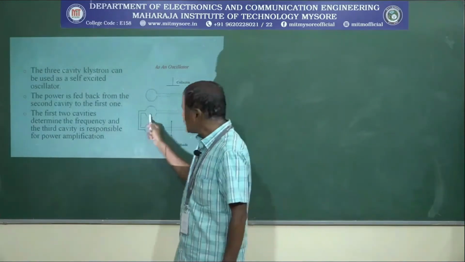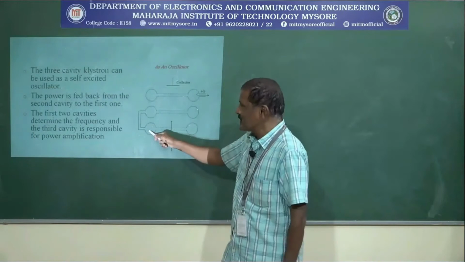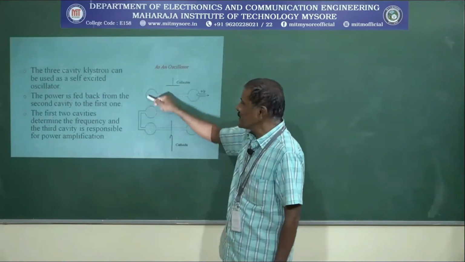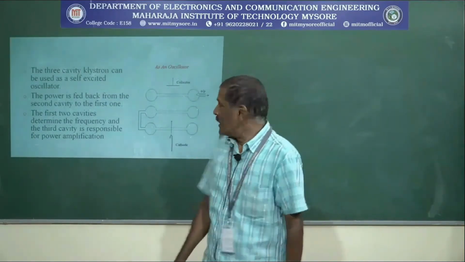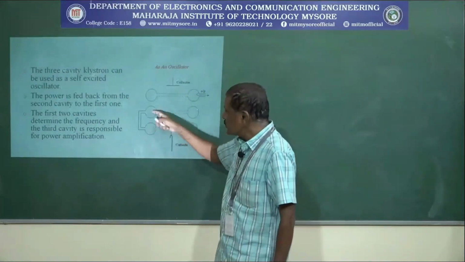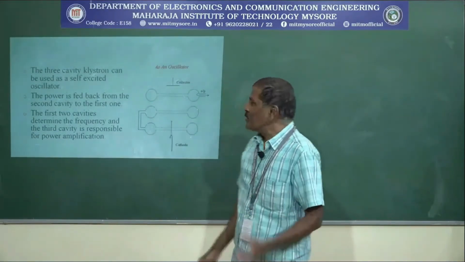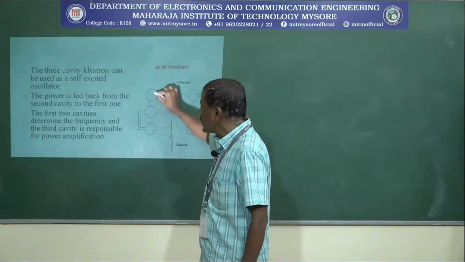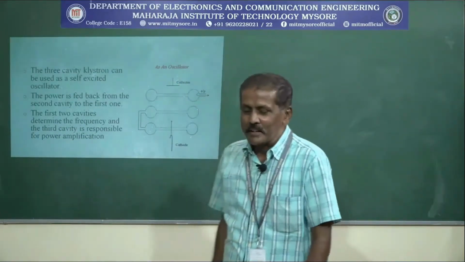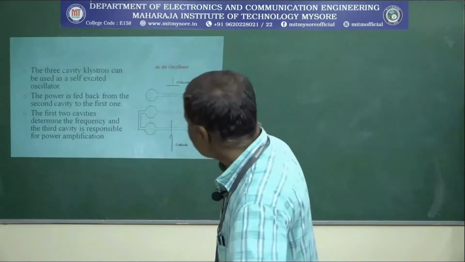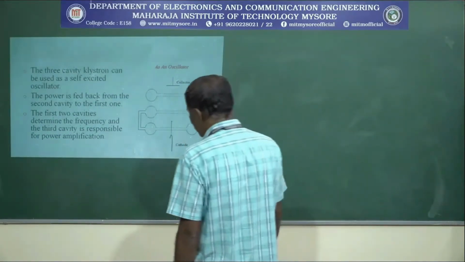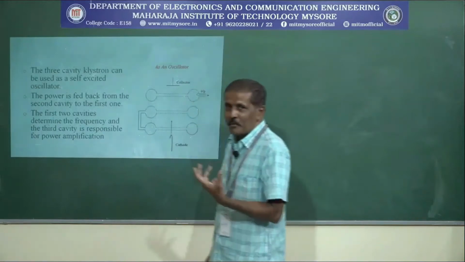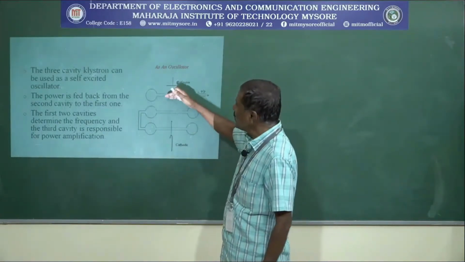The first two cavities determine the frequency and the third cavity is responsible for the amplification. That means these two cavities determine what frequency you want to generate, and this cavity determines what amplification you are going to get. If you want more amplification, then we increase the number of cavities.